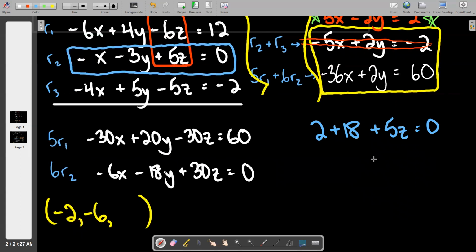And then again, a little bit of basic algebra. Combine your 2 and your 18, you get 20. Subtract it to the other side, you get -20. Divide, you get z equals, and then you complete the puzzle and you're done.